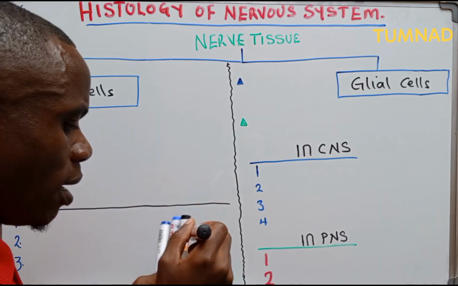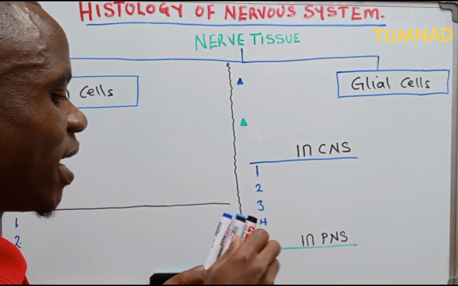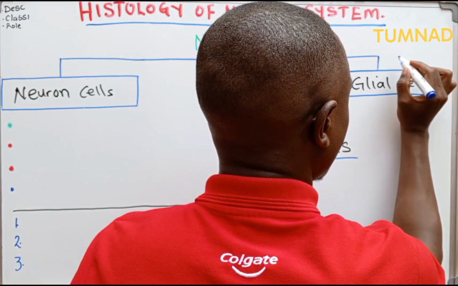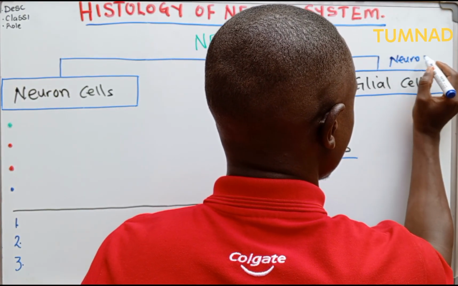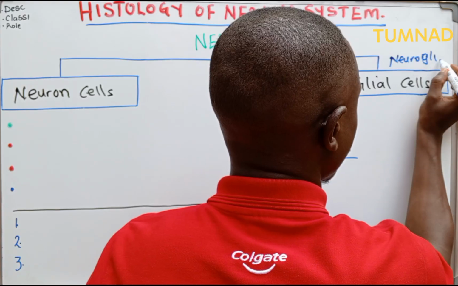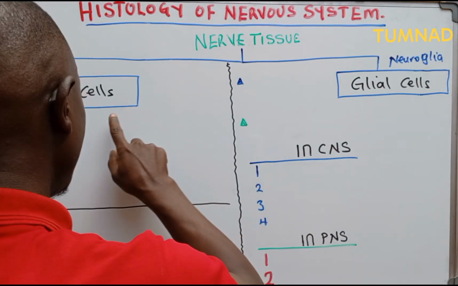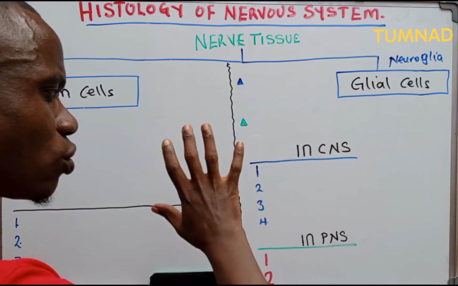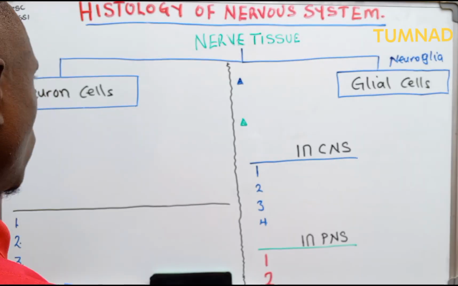We have these glial cells. They can also be called the neuroglia, or neuroglia cells. So what is unique with these two cells? These two cells are very unique. What is the unique feature with them?